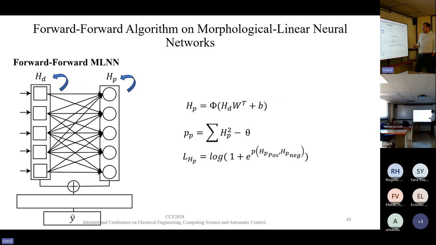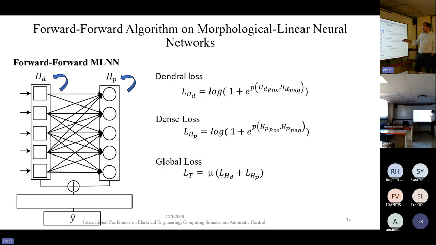At the second step, we calculate the normal forward pass on the second layer, because this is a perceptron layer. So we calculate the activations, the goodness function, and the log or error function for that layer. And at the end, we just average the errors for all the layers, and that's how the neural network works.